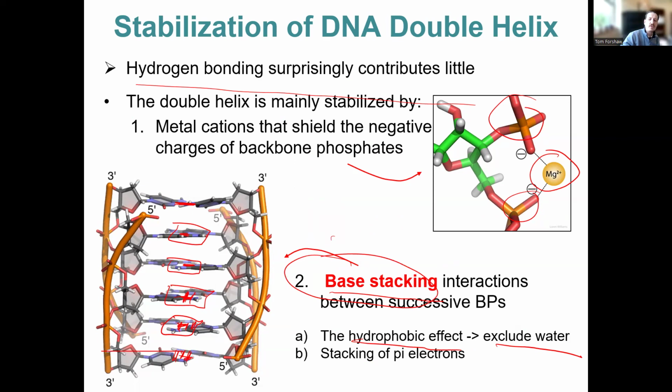The hydrogen bonding helps get the complementation correct, but the base stacking helps to keep it together. The magnesium ion acting as a counter ion to the negative charge of the phosphates also helps to keep things together. And I guess it's a shield for the negative charge of the phosphate backbones from each other.